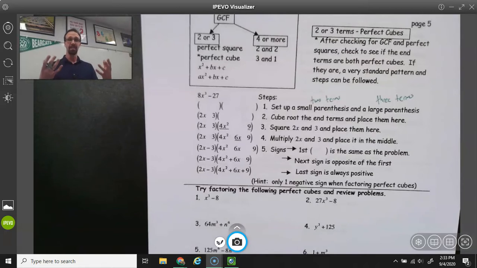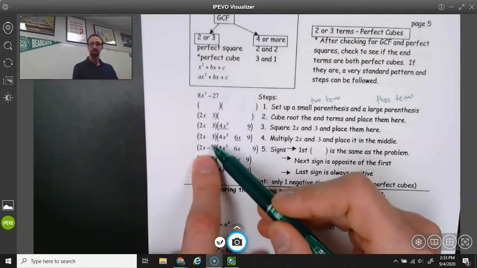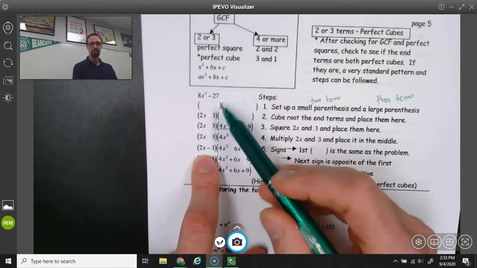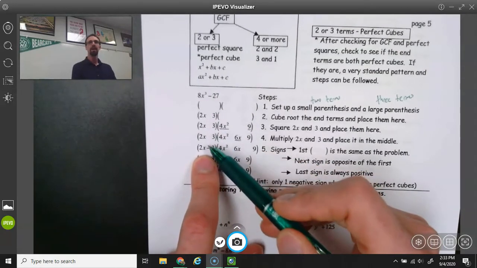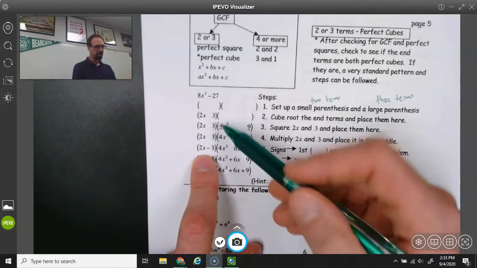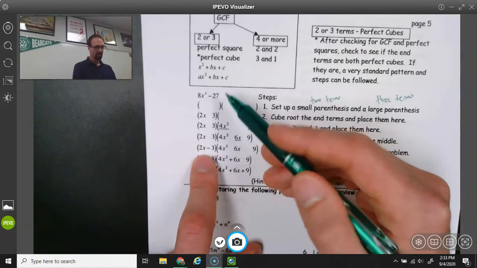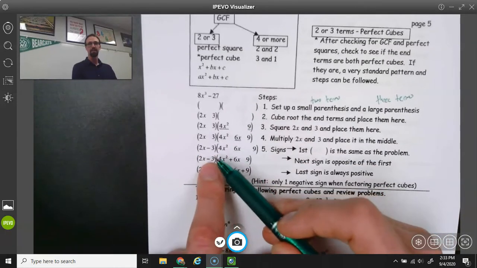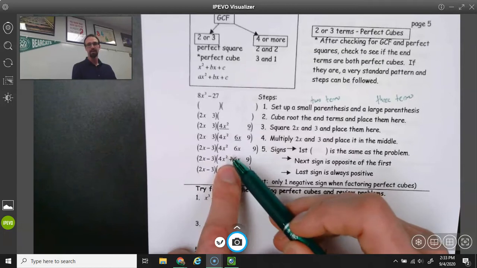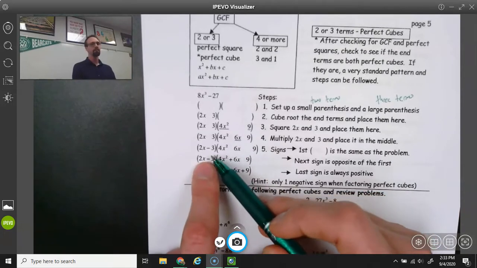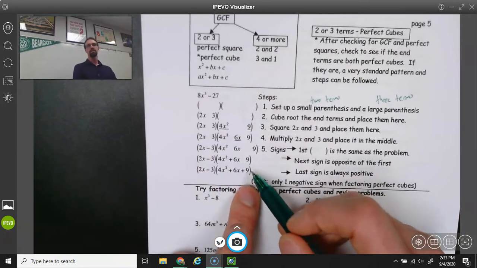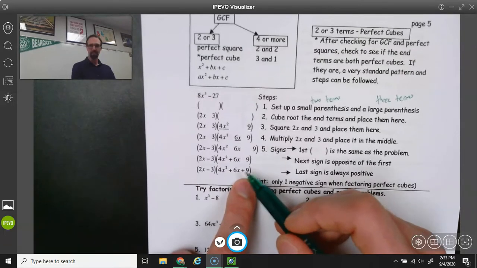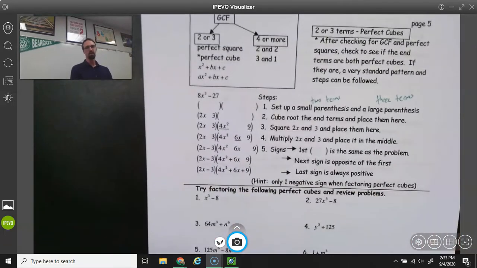To get the signs correct, you look at the first sign of your original problem. That goes here in the binomial. So because this was a minus, this is also a minus. And the next term, the term right here, is always the opposite of whatever that first term is. So if this is a minus, then this is a plus. Likewise, if this is a plus, this is a minus. Your last term is always positive no matter what, because of how multiplication works. You're going to end up with a positive number.